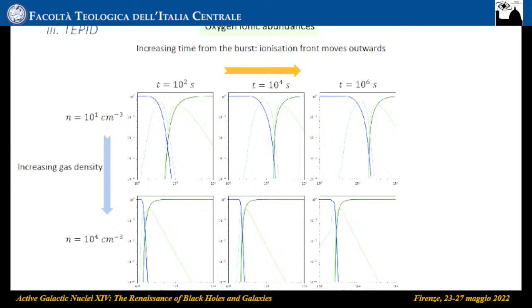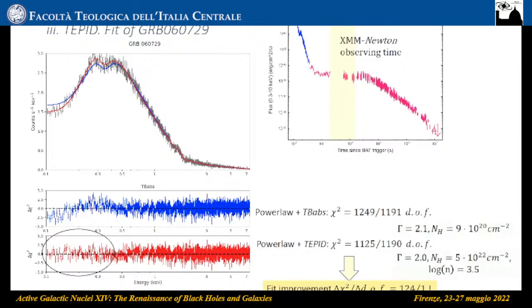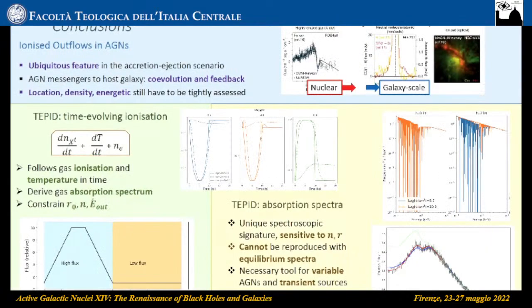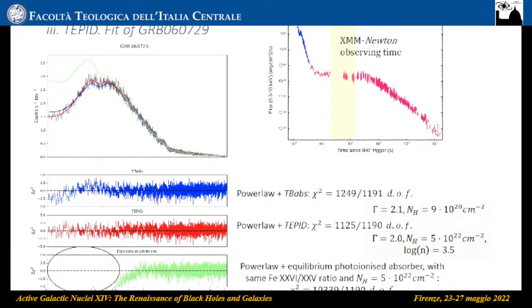You can see a comparison between a cold absorption fit, a fit with our time evolving model, and a fit with a time equilibrium photoionization absorber, which you can see is totally unable to describe this gas. And this is a further confirmation that the absorption features imprinted by the time evolving medium are totally unique and cannot be mimicked in any way by Cloudy or XSTAR or any other time equilibrium photoionization absorber. So I leave here with my conclusion, and thank you for the attention.